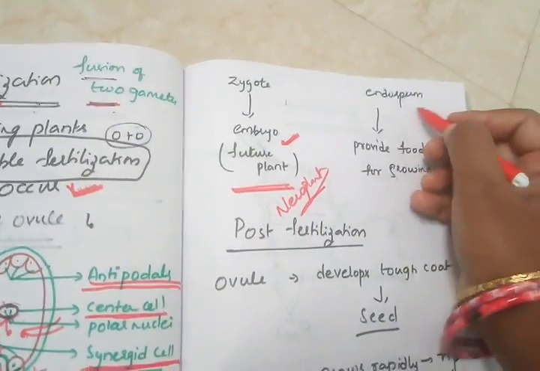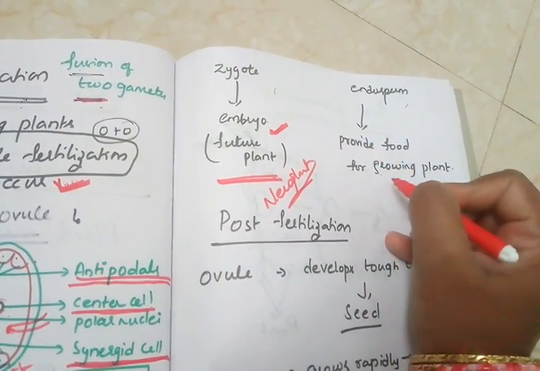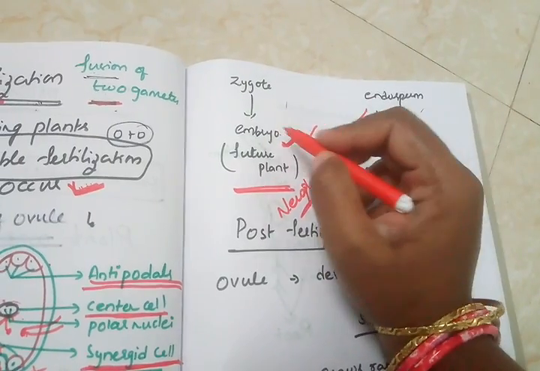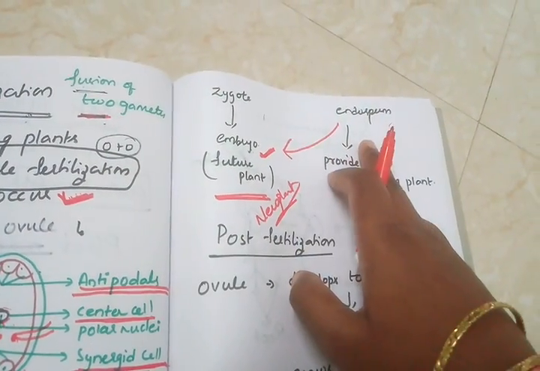Okay, and come for the endosperm. What is the state of endosperm? This endosperm provides food for the growing plant. So this endosperm nourishes the embryo, which gives food for the growing plant, which is nothing but the embryo. That is the state of endosperm.